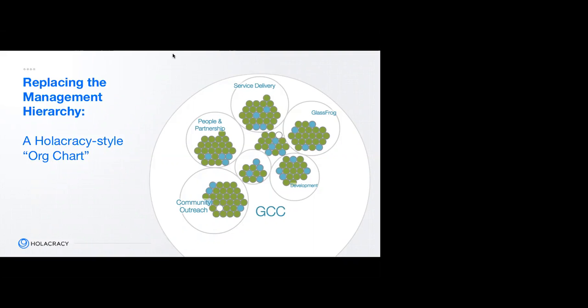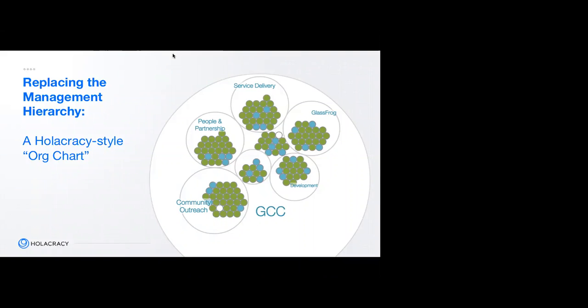Service delivery, which handles implementations. Again, this is a real copy of Holacracy One, although I think a bit old, but it gives you a sense of it. People and partnership, which handles a lot of the people stuff, which we'll talk a lot about today. And then community outreach, which I mentioned was kind of the marketing function. And then the GCC, of course, has roles within it. And each of these sub-circles essentially is like a role within the broader circle.